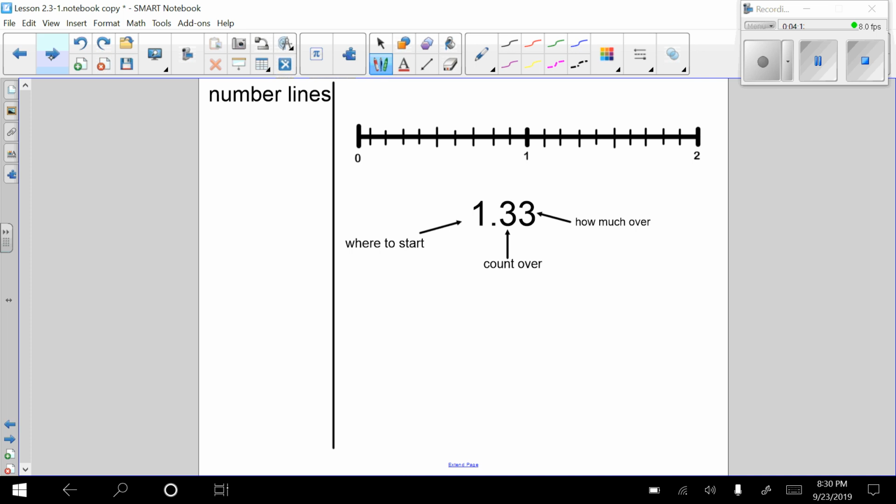Now when you look at number lines, things to think about when we talk about numbers, where do I even start? Well, the first number tells us where to start. So in this case, 1 is where I would start. 3 tells me how many dashes I count over. So I would go 1, 2, 3. The next number tells me about how much, because it's not exactly 1.3. It's a little bit further. So I would have to go a little bit further over and put a dot in there. So I'm a little bit in here. And that would be 1.33.